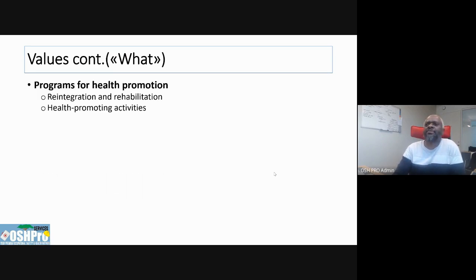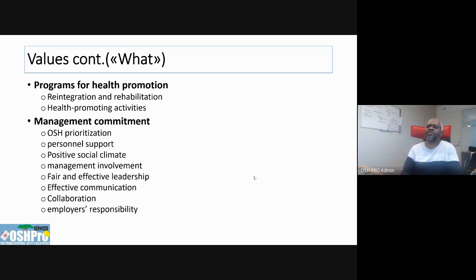There's more. We should have programs for health promotion, where those who got injured or were sick or for some reason were away from work can be reintegrated into the workforce through rehabilitation. There are activities within the work which are health promoting. Maybe there's a gym where people can train after work hours. Maybe there are arrangements to meet once every 2 weeks for a run together, or going swimming or whatever. Some health-promoting activities are taking place.